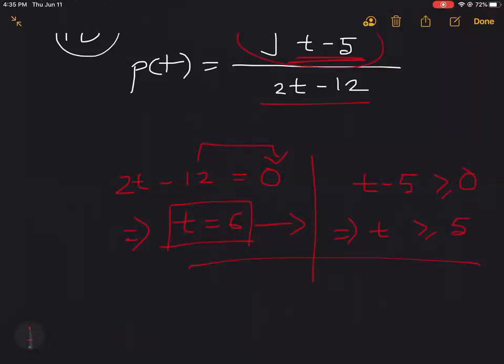Now we need to combine these two to get our domain. First of all, it looks like our domain starts from 5. It can't be less than 5, so it will start from 5. We have a greater or equal sign here, so that means it will be closed. It will start from 5. How far can we go from here? Again, a +1 question for the quiz.